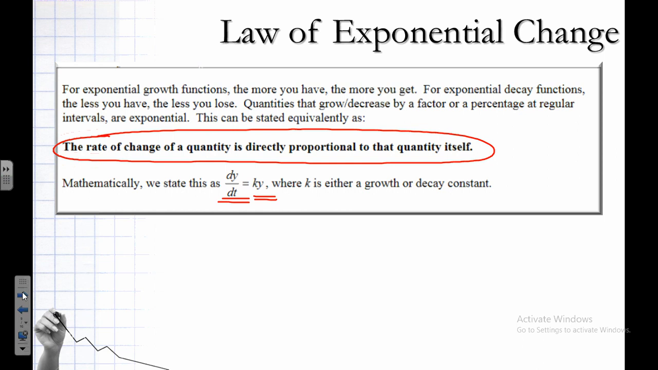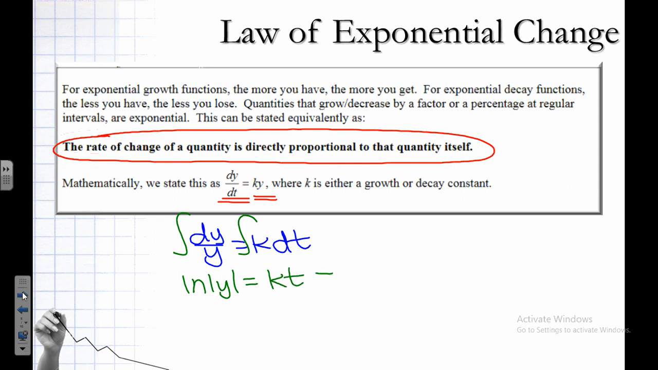Okay, let's just go through the motions, right? You guys know what's going to happen, right? dy over y equals k dt. When we do the solving, we get natural log of y equals kt plus c. Exponentiate both sides, and we get y equals c e to the kt.